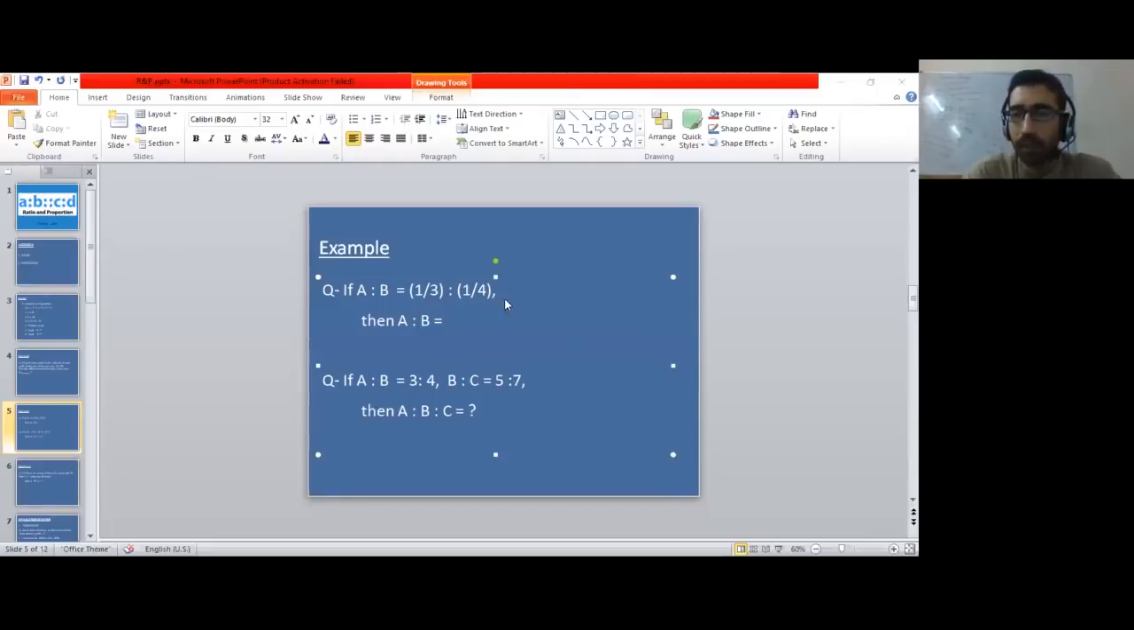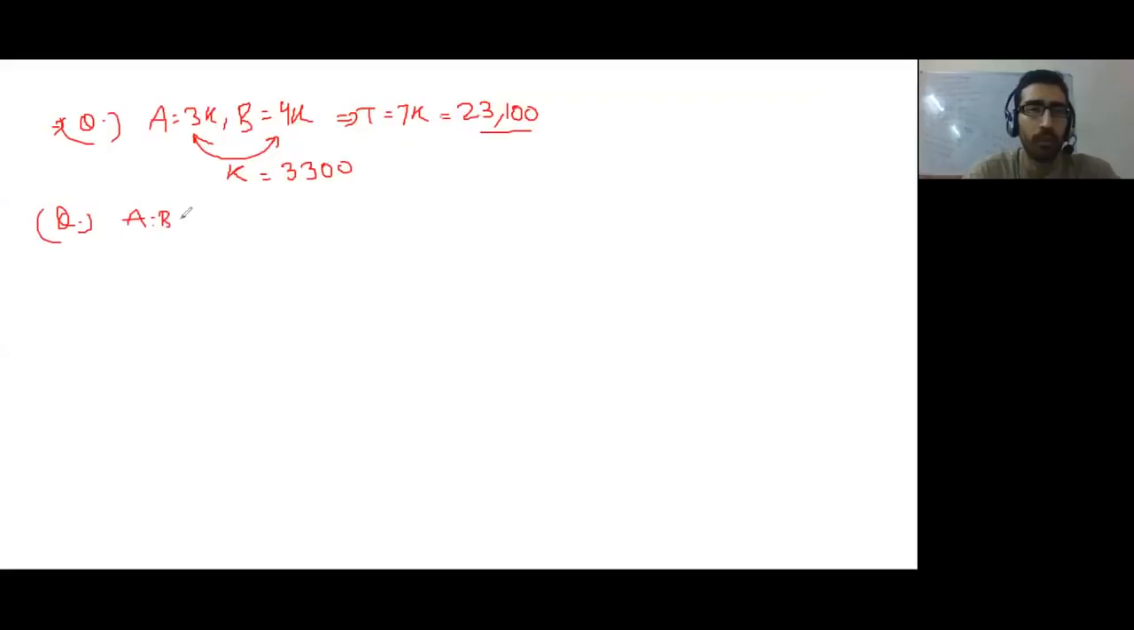You would have multiplied this by 12, even though this is very simple. If A is to B is 1 by 3 is to 1 by 4, there is absolutely no problem in multiplying these two numbers with another whole number. And of course, if you want to convert it to natural numbers, multiply both of them by 12, which is the LCM of 3 and 4. So you get 4 is to 3.